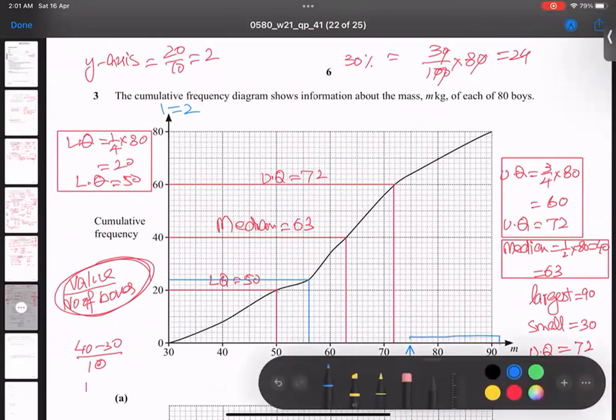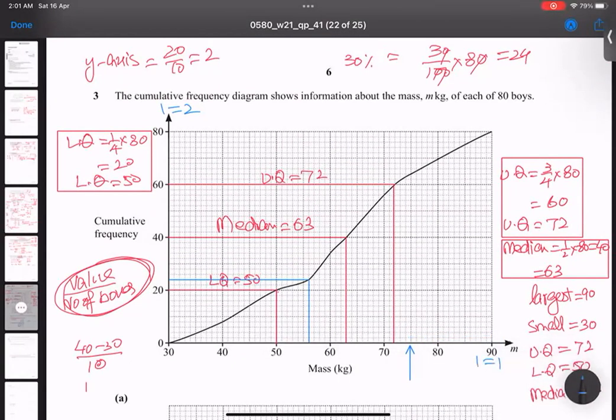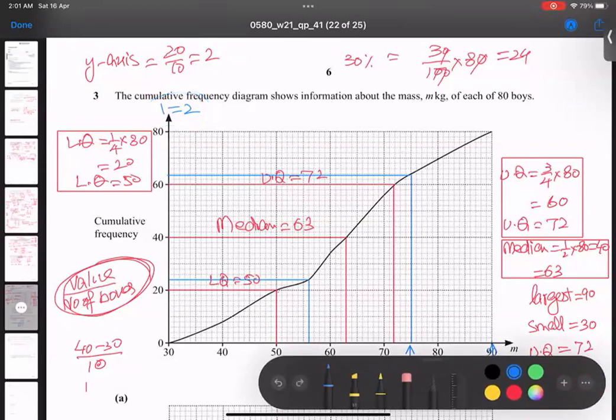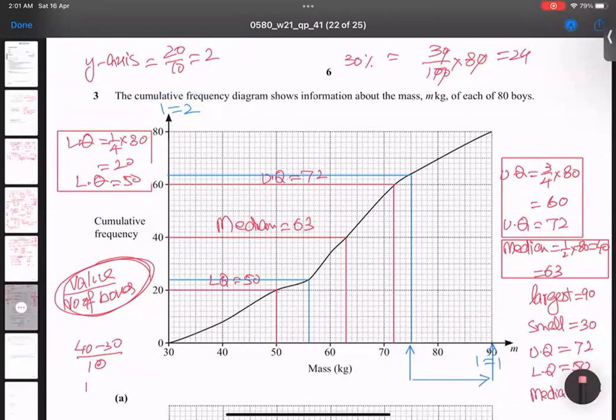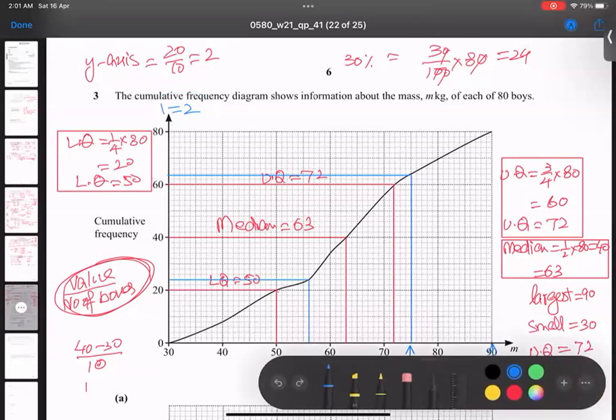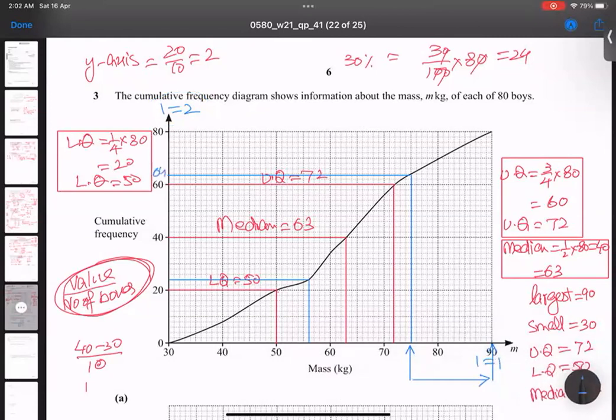I hope you got an idea. I repeat: from 75 till 90. More than 75 means from here till here. So how to find his answer? First of all, from this 75, I will go up. Then I check from here. There are 2 boxes, and I know that one box is 2. So this is 64. This number I'm getting here is 64.